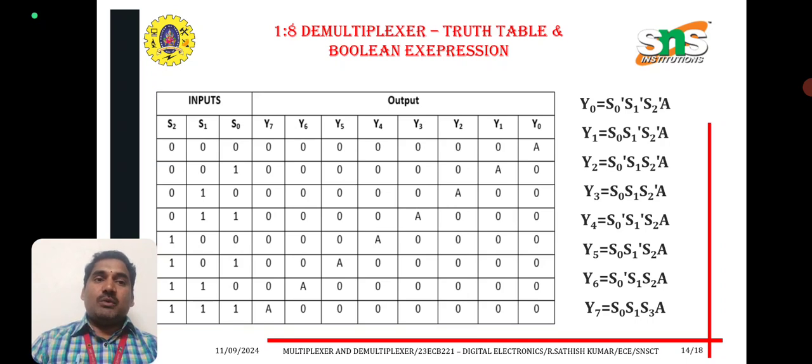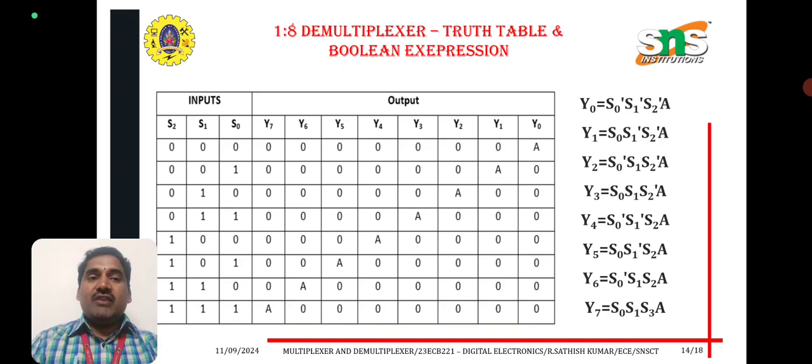Therefore Y0 is equal to S0 bar into S1 bar into S2 bar into A. Y1 is equal to S0 into S1 bar into S2 bar into A. Y2 is similar, up to Y7, which is S0 S1 S2 into A. These are the 1:8 demultiplexer truth table and Boolean expressions.